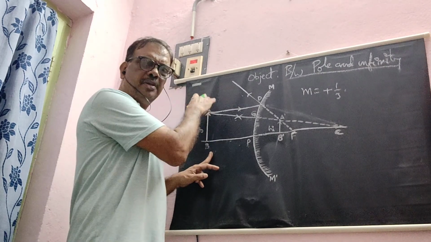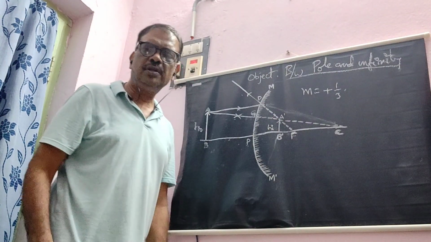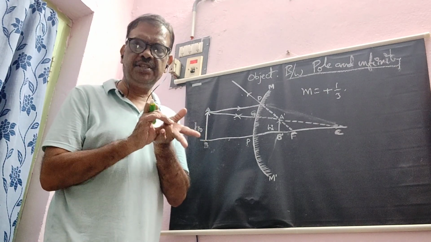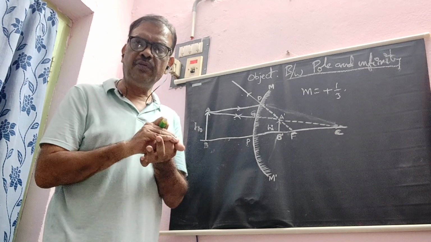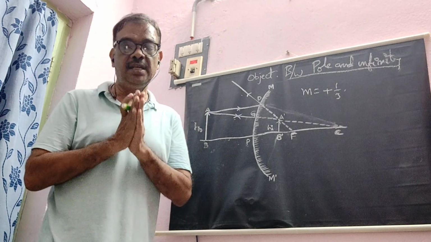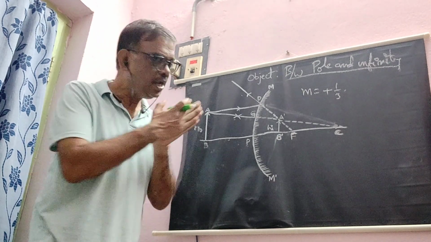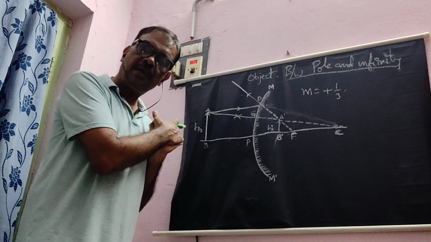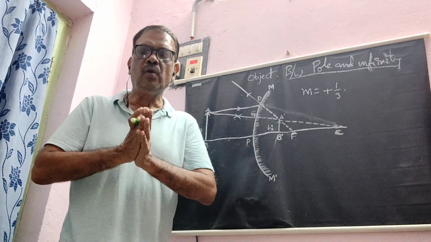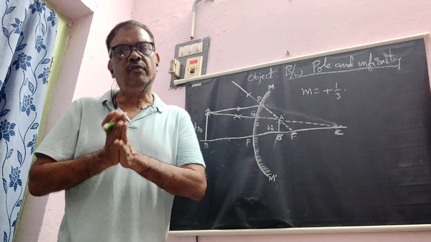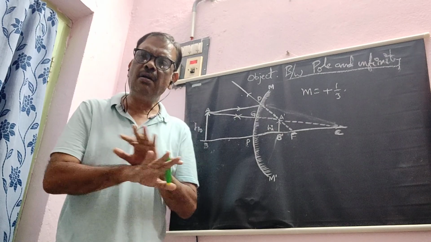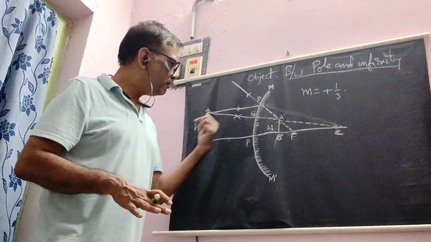Height of the object above the principal axis, positive. Height of the image, positive. In Cartesian sign convention, only object distance is negative. Remember this. In case of both the ray diagrams, object at infinity, object between pole and infinity, Cartesian sign convention remains the same: object distance, focal length, image distance, height of the object, height of the image, all are positive except object distance, which is negative.